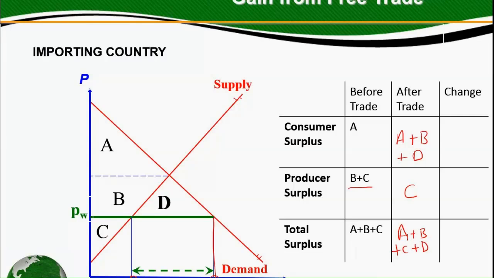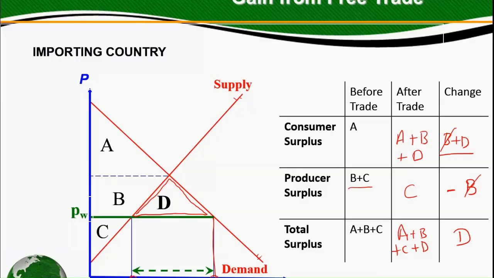So what is the change in consumer surplus? Well, it's B plus D, and it's positive. What about the producer surplus? Well, the producer surplus declines by the amount B. This is the area which is captured by the consumers, right? So the positive B and the negative B are exactly the same areas. So what is the change? This is the area that is the gain from trade for this country that imports this good.